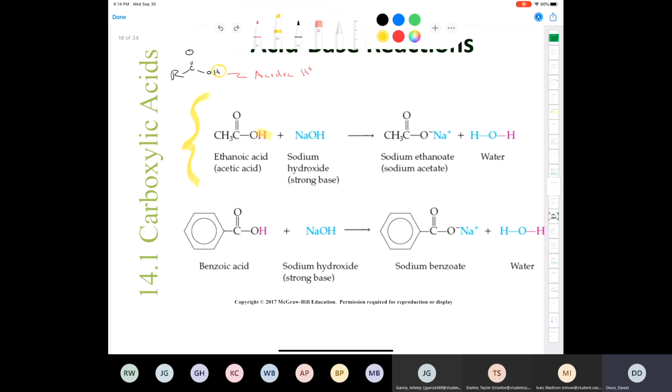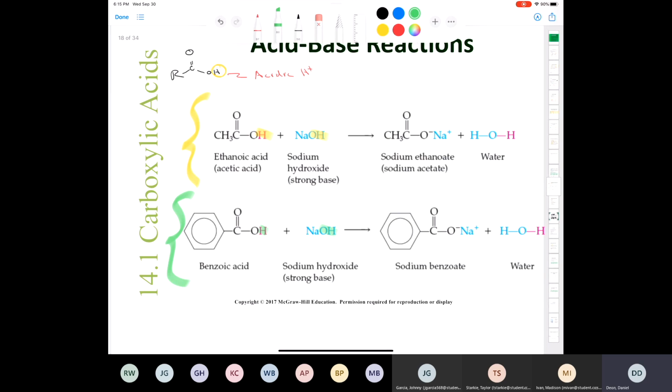Anyhow, so again, that hydrogen is going to combine with the hydroxide to give you water, and then you're going to be left over with your carboxylate. Similarly, you're going to do the same thing with benzoic acid. Sodium hydroxide is going to react with that, or the hydroxide will react with the proton to make water, and you're left over with the salt, the carboxylate salt. All right, there we go.